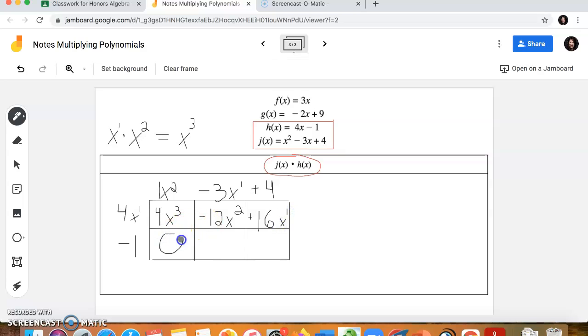Then we're going to do this one down here, -1 times 1x squared. So -1 times 1 is -1, and then you just have the x squared. Then we're going to do this box right here. -1 times -3x to the first power. So -1 times -3 is a +3. And then there's just one x. You can put a 1 exponent if you want. You don't have to. And then our last box is -1 times 4, which is -4.